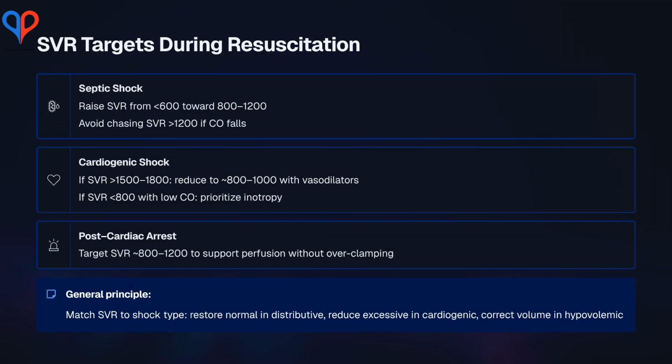SVR targets vary by shock type. In septic shock, your goal is to raise SVR from critically low values toward the normal range of 800 to 1200, but not to overshoot into excessive vasoconstriction that impairs microcirculation. In cardiogenic shock, an SVR above 1500 to 1800 adds afterload and worsens CO; carefully reducing SVR to around 800 to 1000 while supporting contractility can improve forward flow. After cardiac arrest, an SVR of 800 to 1200 is generally desirable, avoiding extreme vasoconstriction that would impair organ recovery. There is no universal magic number for SVR. It must be tailored to the shock mechanism.